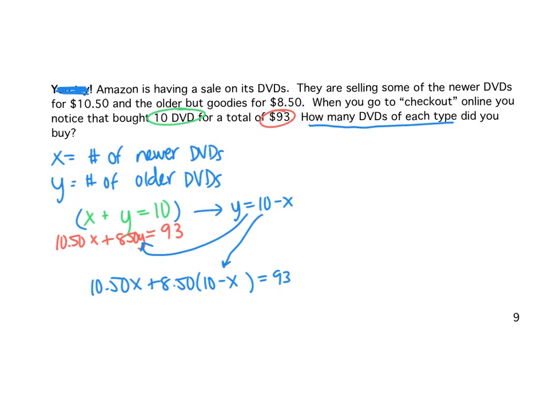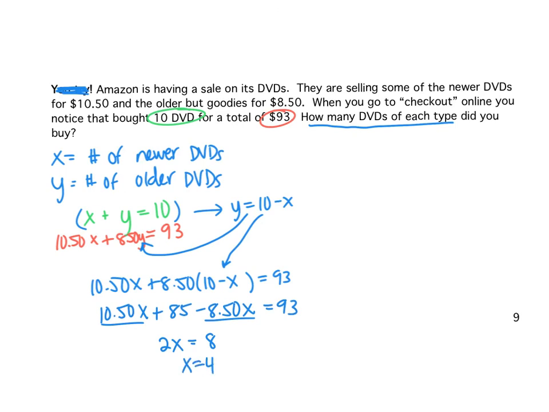And now we're ready to solve. I'm going to distribute that 8.50. So 10.50x minus 8.50x is 2x. If I subtract 85 from both sides, 93 minus 85 will give me 8. So then x equals 4.